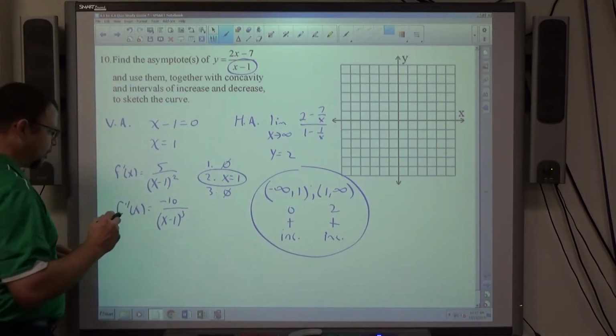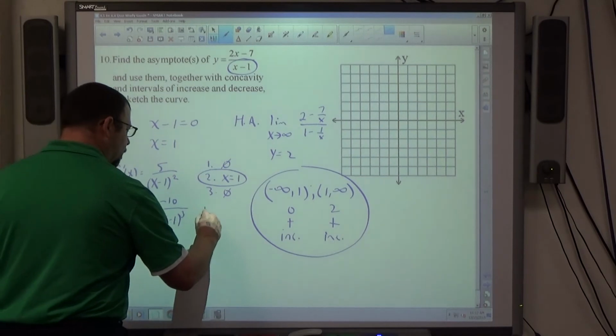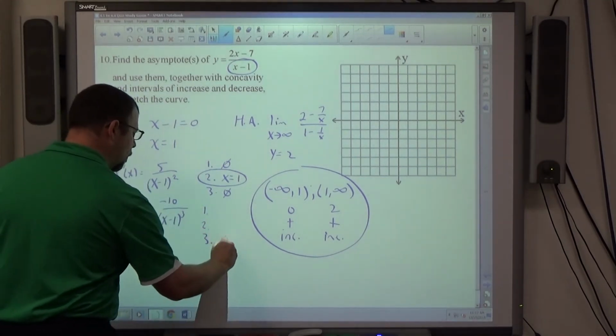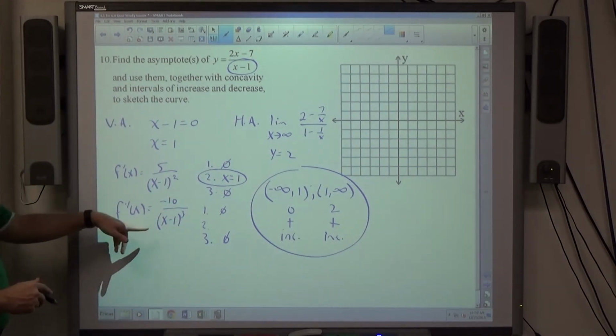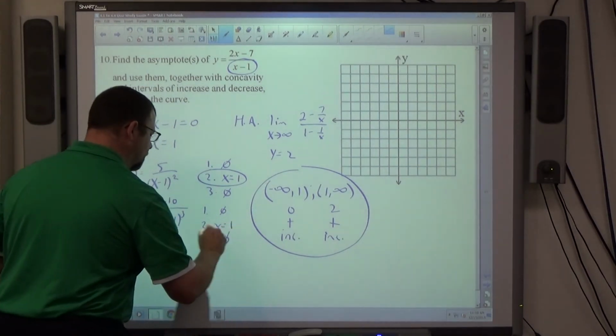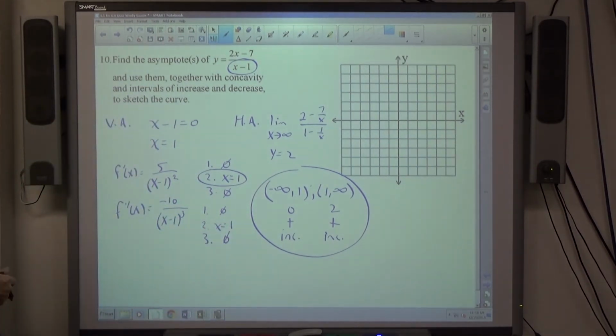All right. As far as the second derivative is concerned, criteria 1, 2, and 3. No endpoints. Negative 10 doesn't equal 0, so this fraction can't equal 0. And again, at 1, we get an undefined.